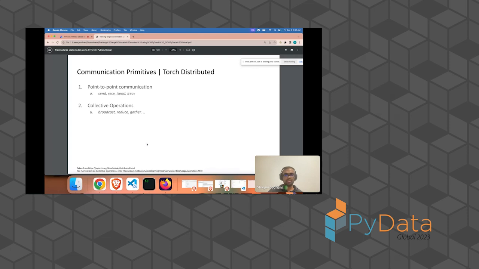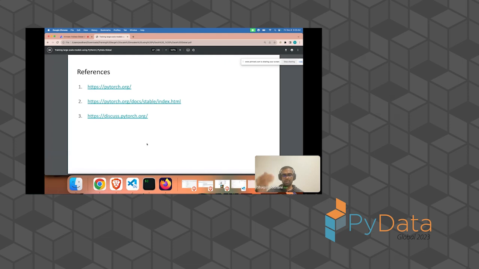And in terms of the communication primitives, you have point-to-point communication, so one GPU can talk to the other GPU. You can have collective operations, where a group of GPUs are doing some collective operations like broadcasting or reducing. Now all these things are very well documented on the PyTorch docs, and the Discuss forums are a great place to ask questions about PyTorch.